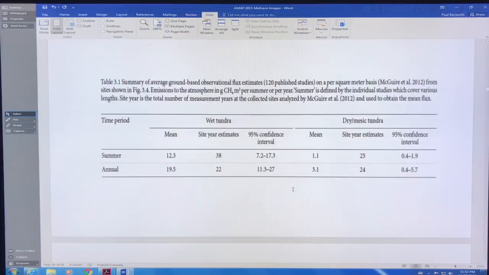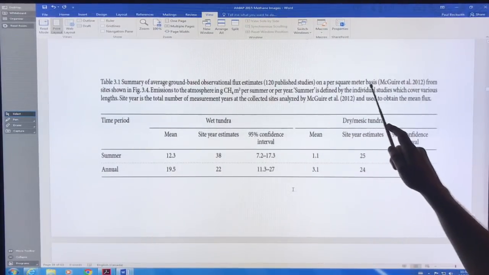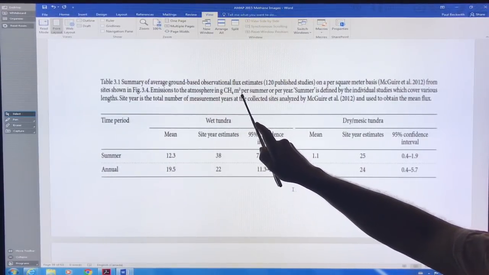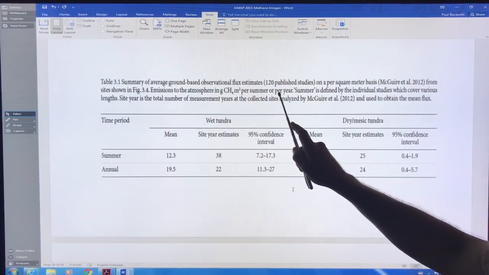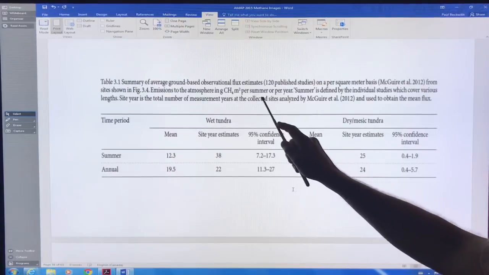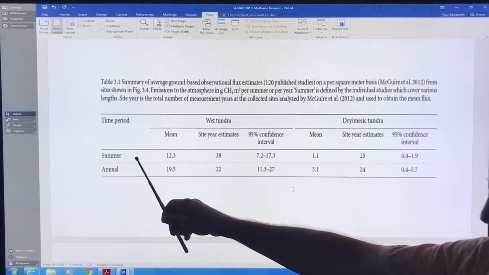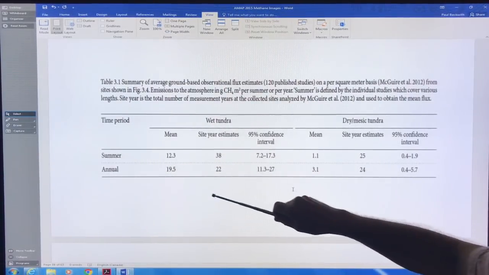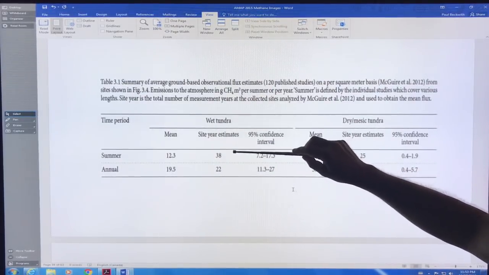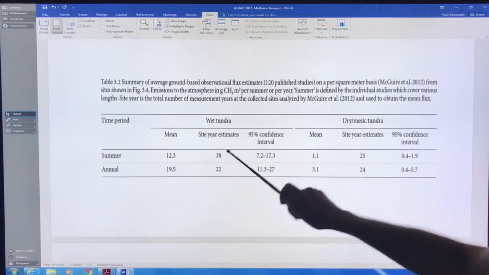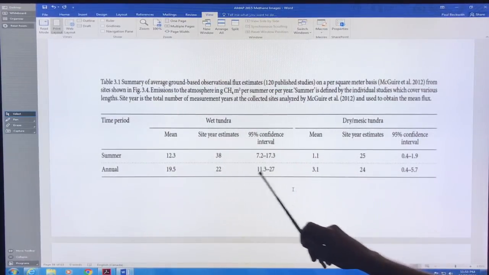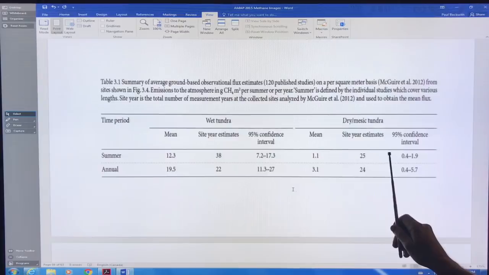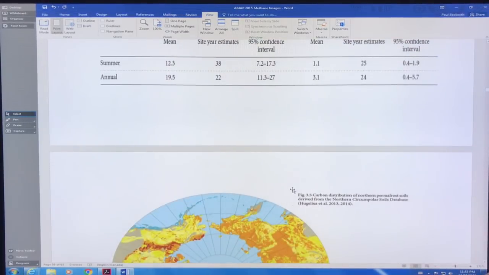Now, this is a summary of 120 published studies on a per square meter basis. So emissions to the atmosphere in grams of methane per square meter per summer or per year. So for the season, the summer, or for the year. Here's the summer, and here's the annual. So most of the emissions are during the summer. In the wet tundra sites, there's more in the summer. The mean is the mean of all the sites. And in the dry mesic tundra, there's much less in the dry regions. So this is what's coming out.